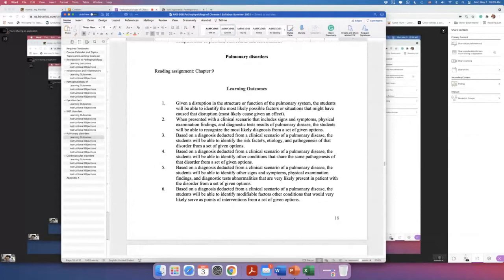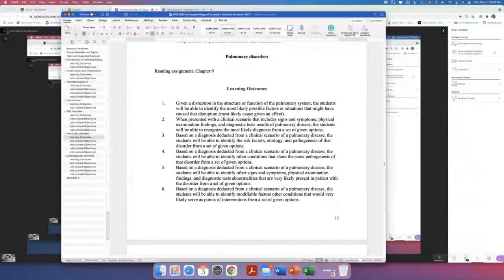For example, let's say we give a vignette with a pneumonia. A patient comes with a fever, chills, a sputum that is rusty in color. The patient has pleuritic pain. And well, in your mind, this is a pneumonia.